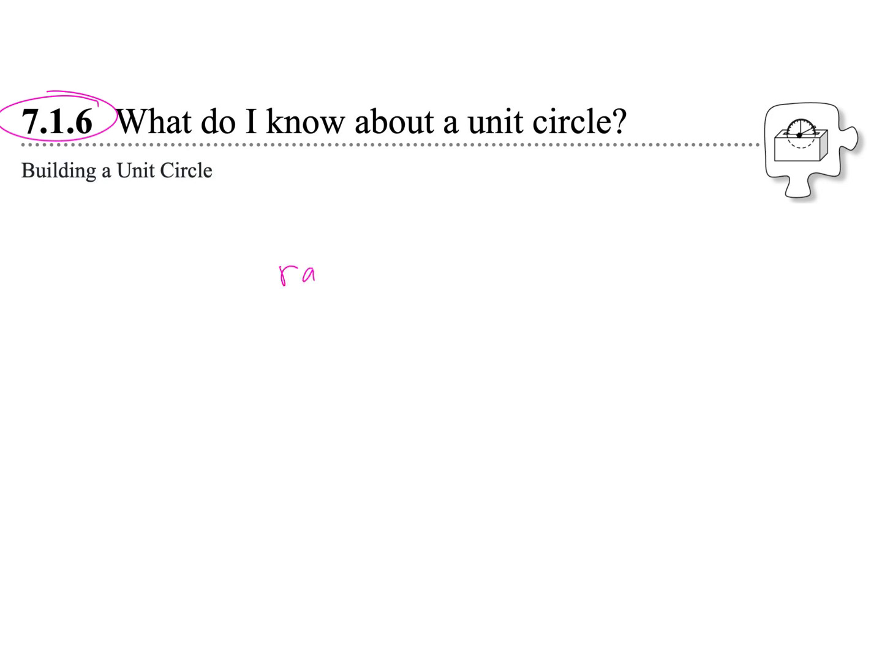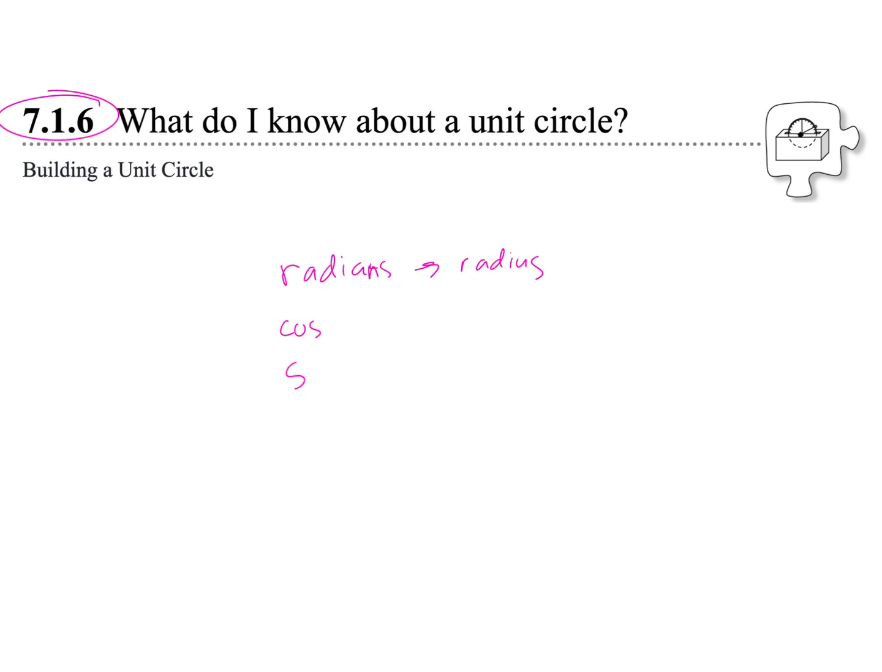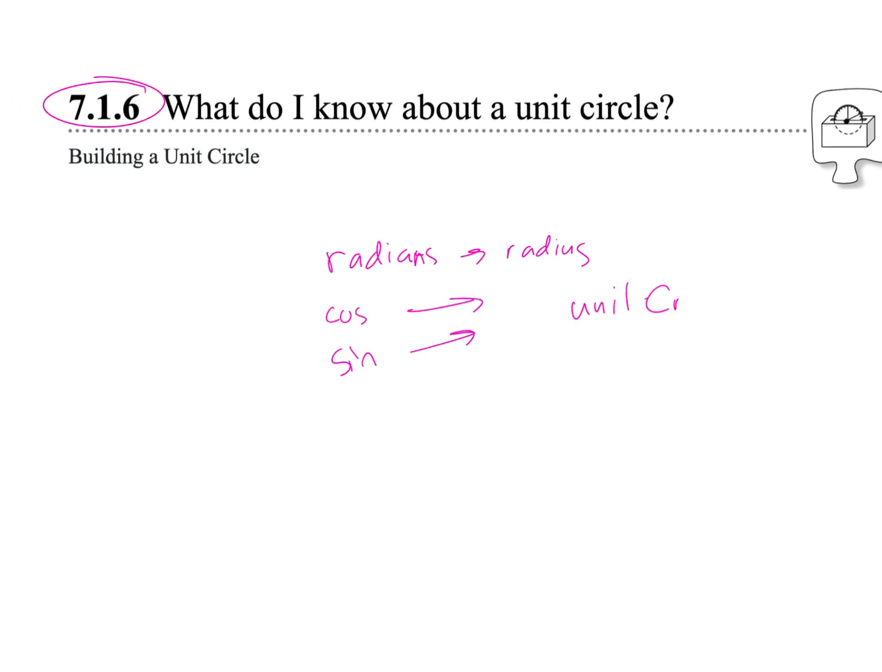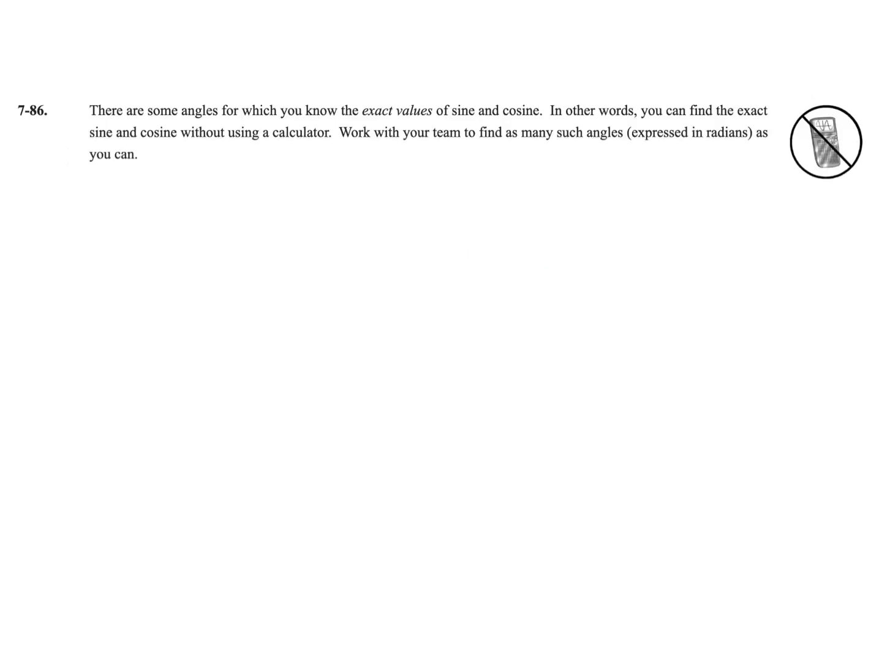So we've talked about radians. We did that last lesson. That's really just based off our radius. We've talked about cosine. We've talked about sine. We're going to bring all these things together and use it around the unit circle. Kind of see how all these things relate. So let's take a look.